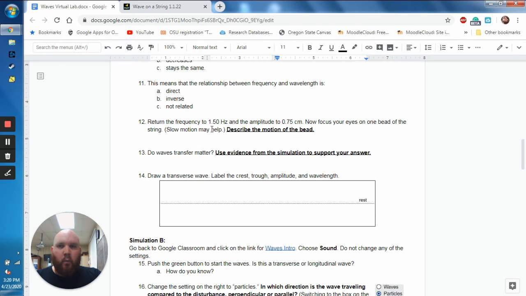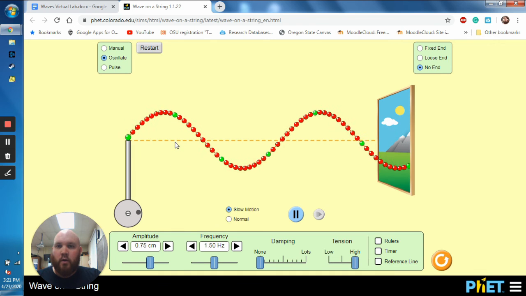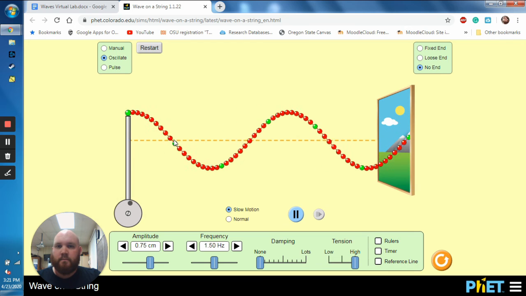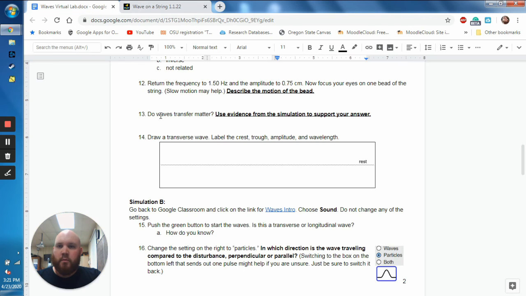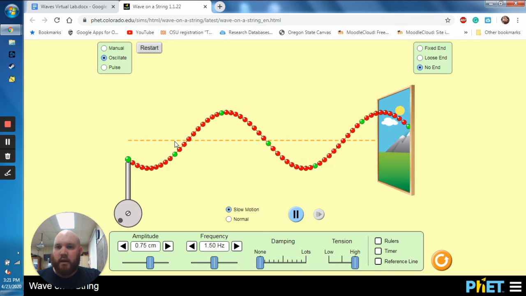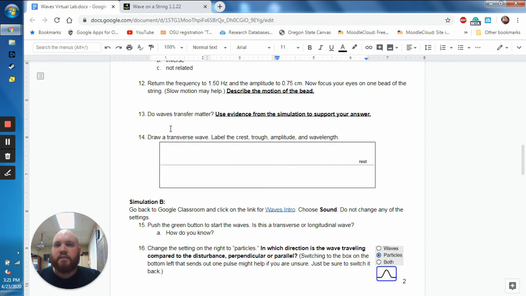Now, I want you in your own words again to describe the motion of that bead, okay? In your own words, what's happening to that green bead as the wave propagates through the string? Number 13, through the same evidence that we just saw here, right? Looking at this green bead and how it's traveling and how it's moving. Number 13 is asking, do waves transfer matter? And it wants you to use evidence from the simulation to support your answer. And this is why throughout the whole process I'm having you think about your answers, okay?